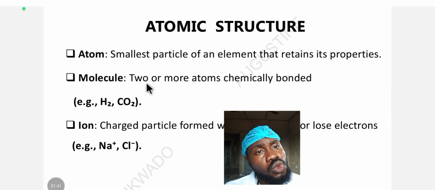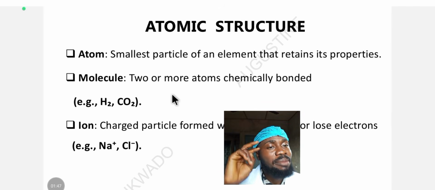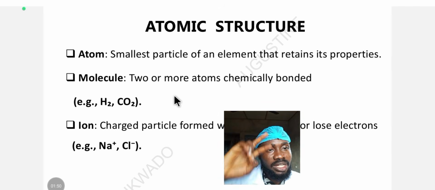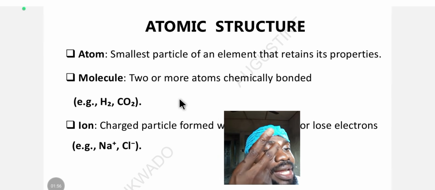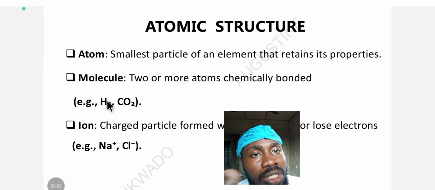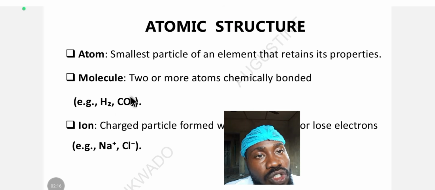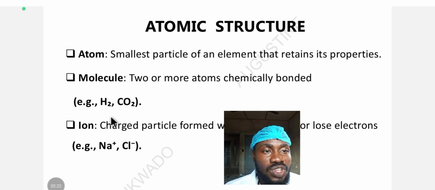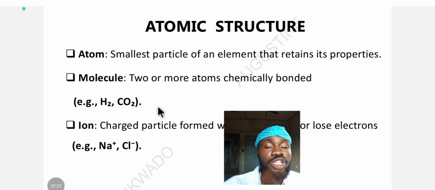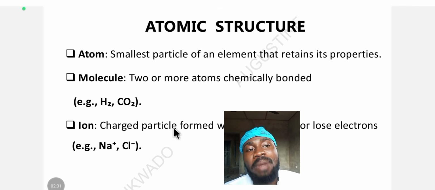Now, let's look at the molecule. What is a molecule? A molecule is two or more atoms chemically bonded together. They are chemically bound and they exist independently. For example, you have hydrogen, that's two hydrogen atoms forming a hydrogen molecule. You have carbon IV oxide, that's two oxygen atoms plus one carbon atom forming carbon IV oxide. So it exists independently, on its own, and it comprises two or more atoms chemically bound together.